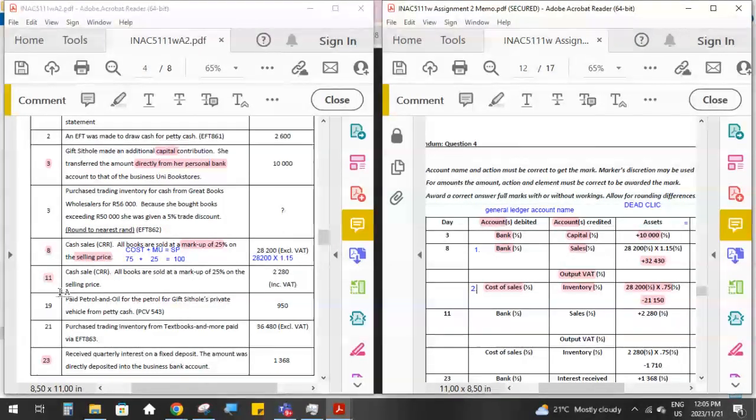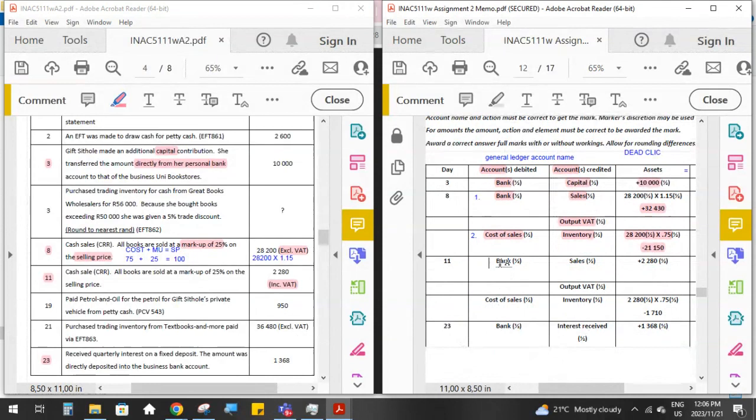Then on the 11th is another cash sale, and in this case all goods are sold at a markup of 25% on the selling price, so exactly the same as we've got up here. And in this case they've given us the including VAT amount. Read carefully. They gave us that excluding VAT, they gave us this including VAT. So this sales amount is already the sales rand value that we would receive into our bank account, because it's a cash sale.